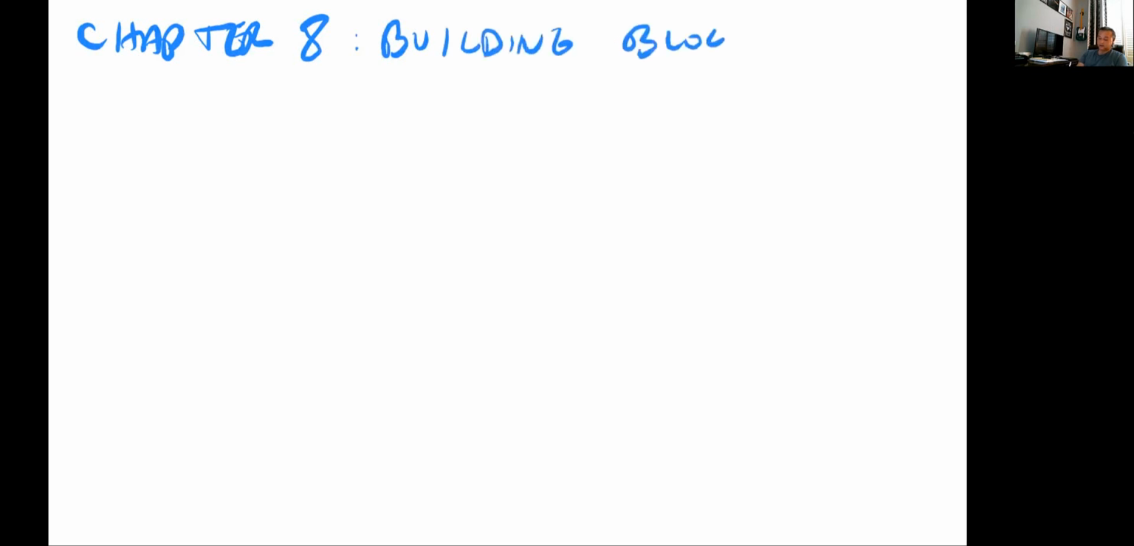So let's look at, this is chapter 8. And these are building blocks of integrated circuit amplifiers. And the first thing that we have to do is look at the design philosophies for integrated circuits.